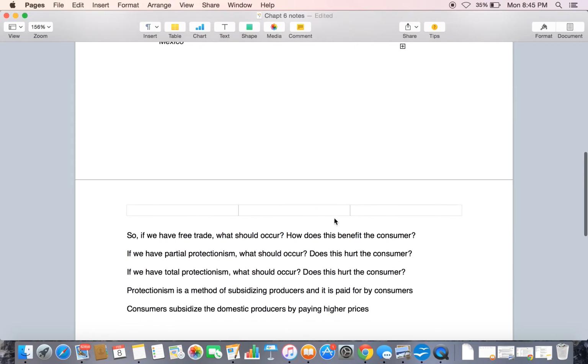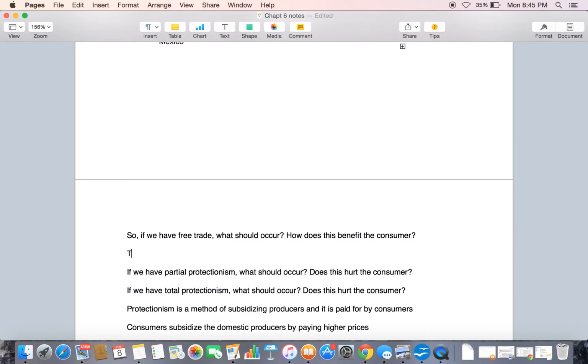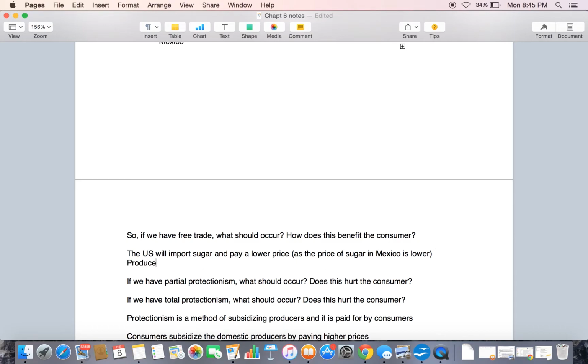So, if we have free trade, what should occur? How does this benefit the consumer? The idea here is that with free trade, the U.S. will import sugar and pay a lower price, as the price of sugar in Mexico is lower, or any other country that they're importing from. If the price is lower in another country, we'll import it from a country where the price is lower and pay less than we would if we just had domestic production.